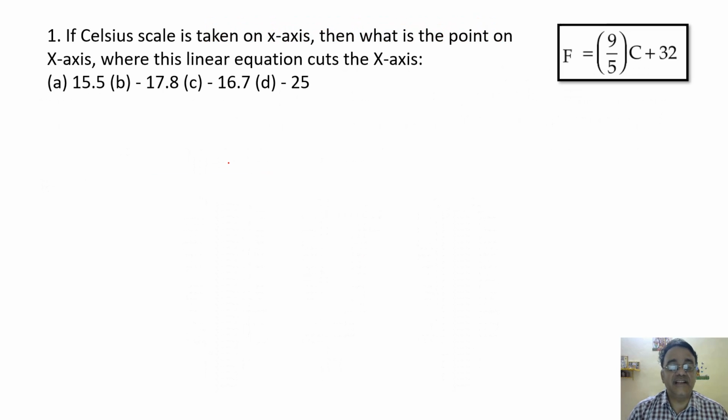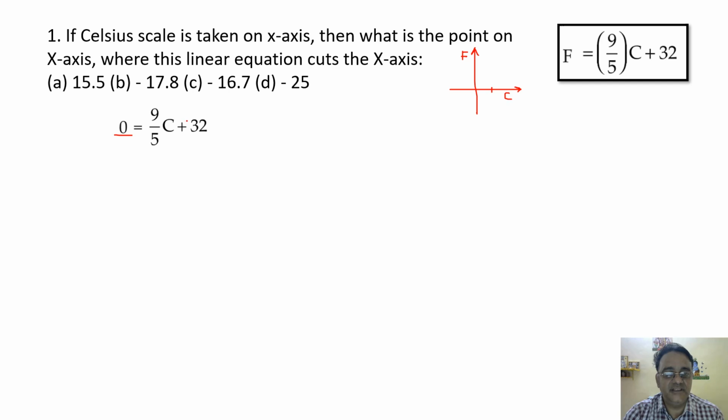First question. If Celsius scale is taken on x-axis, then what is the point on x-axis? Right? मतलब हम लोग जब इसको ग्राफ ड्रॉ करेंगे तो यहाँ पे हम लोग सेल्सियस लेंगे और वाई एक्सिस में हम लोग फ़ारेनहाइट लेंगे. ठीक है, इसका ये मतलब है. तो हम लोग एक्स एक्सिस में सेल्सियस ले रहे हैं. व्हाट इज द वो पॉइंट क्या होगा? तो वहाँ पे वाई कोऑर्डिनेट 0 होता है. वी नो दैट इन ऑन एक्स एक्सिस वाई कोऑर्डिनेट इज 0. दैट मीन्स एफ इज 0. ठीक है, तो हम लोग एफ के प्लेस में 0 सब्सटीट्यूट कर देंगे.